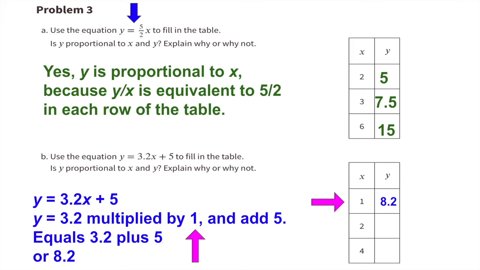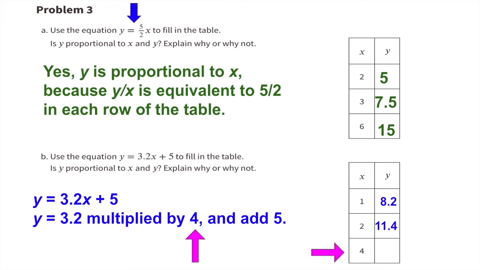That is 8 2/10. When x equals 2, y equals 3 2/10 multiplied by 2 and add 5. And that equals 6 4/10 plus 5, because 3 2/10 times 2 is 6 4/10. And 6 4/10 plus 5 is 11 4/10. So when the value for x is 2, the value for y is 11 4/10.